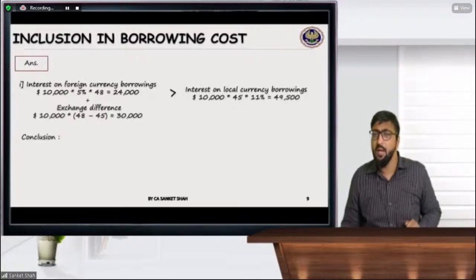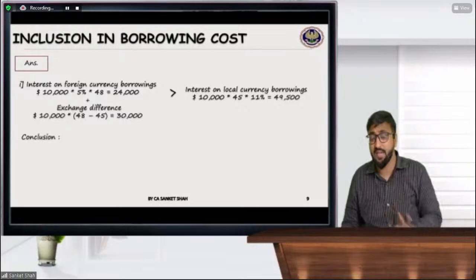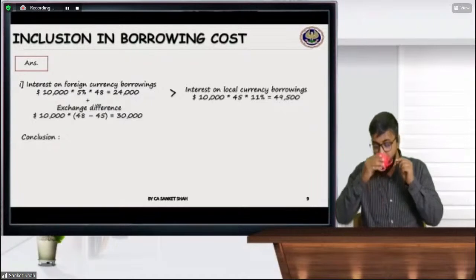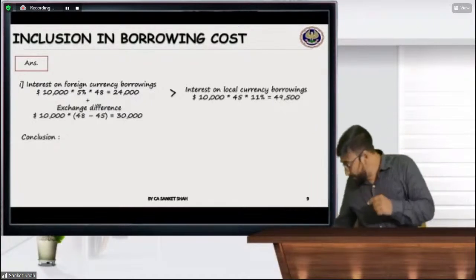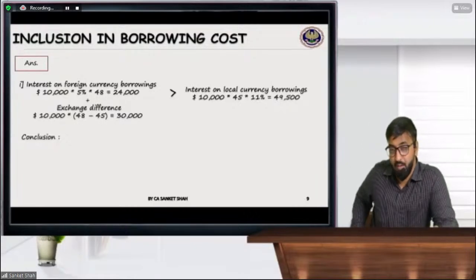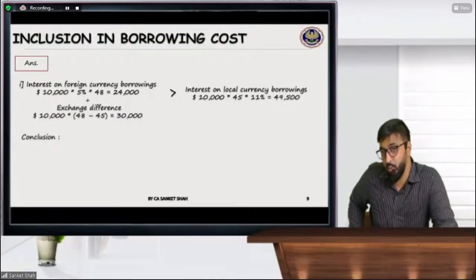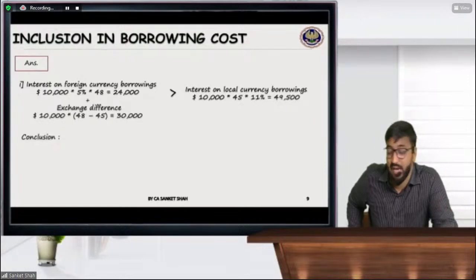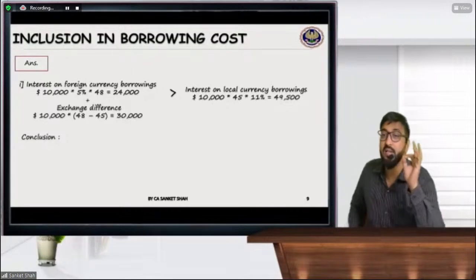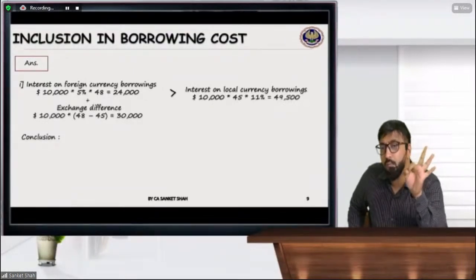First, I will tell you the basic logic behind S16. So first understand what accounting standard 16 talks about. Before starting any standard, I explained to you what borrowing cost is. Borrowing cost means interest. But now understand the S16 principle. Accounting standard 16 talks about accounting for interest.